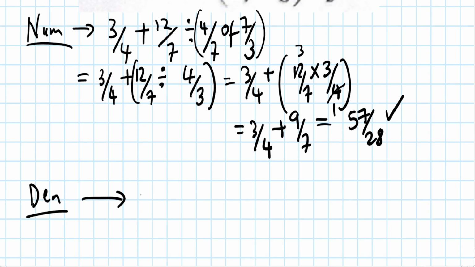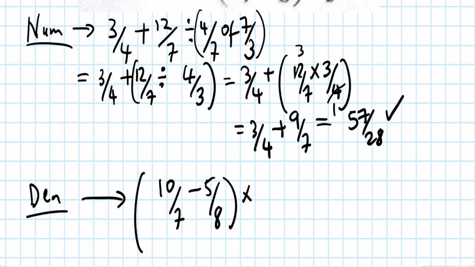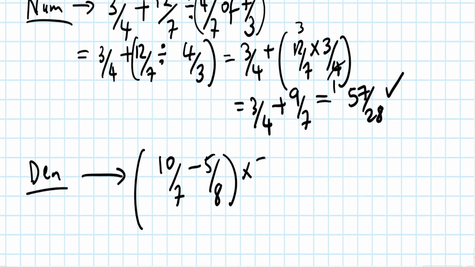Now the denominator, which is this one, 1 3 over 7, which can be written as 1 times 7, 7, plus 3 is 10 over 7, minus 5 over 8, then times it by 2 over 3. So obviously we start with BODMAS, we start with the bracket: 10 over 7 minus 5 over 8.